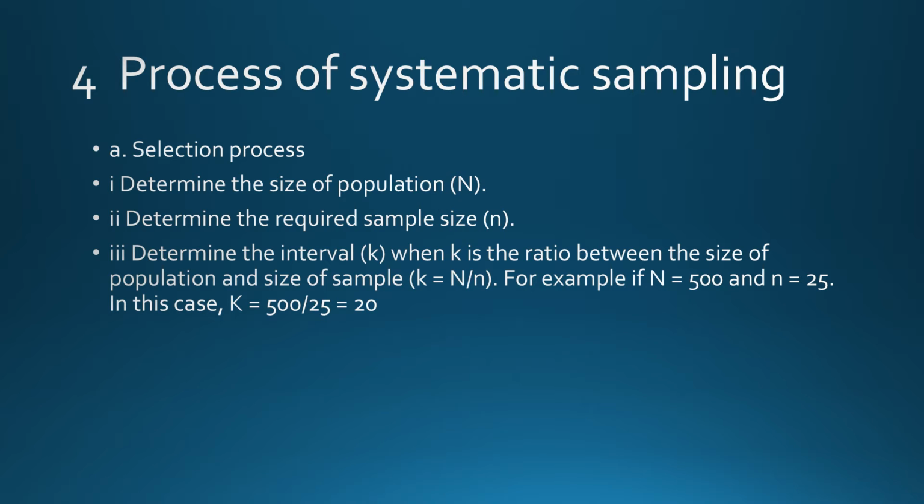Process of systematic sampling. A. Selection process. 1. Determine the size of population, N. 2. Determine the required sample size, n. 3. Determine the interval, K, where K is the ratio between the size of population and size of sample, K equals N slash n. For example, if N equals 500 and n equals 25. In this case, K equals 500 slash 25 equals 20.